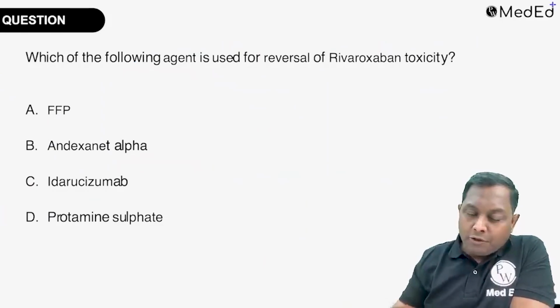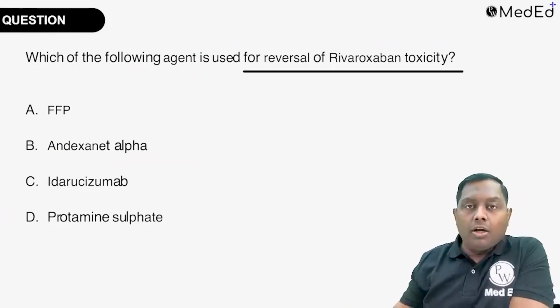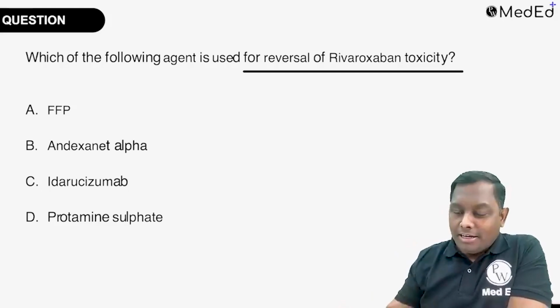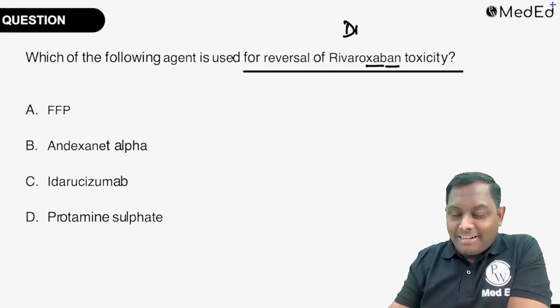Which of the following agents is used for the reversal of rivaroxaban? Now, what is rivaroxaban? First you understand and then you will remember the drug forever. Rivaroxaban inhibits factor 10A. They are the direct 10A inhibitors.